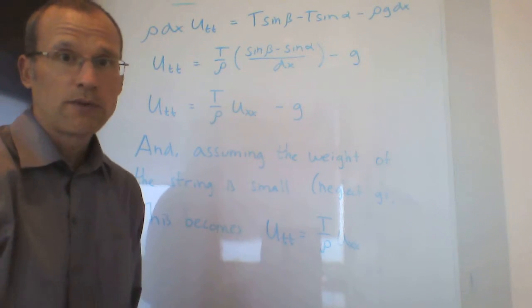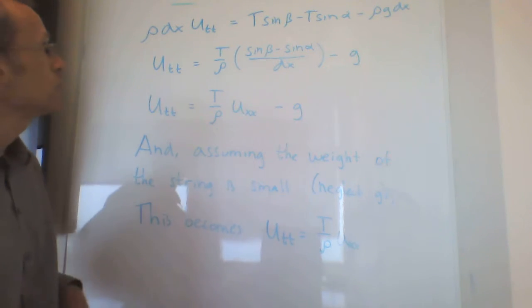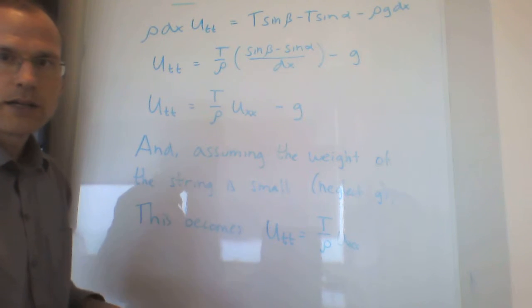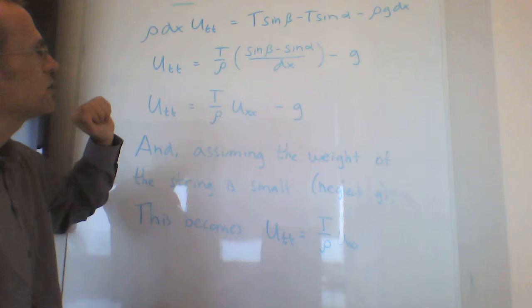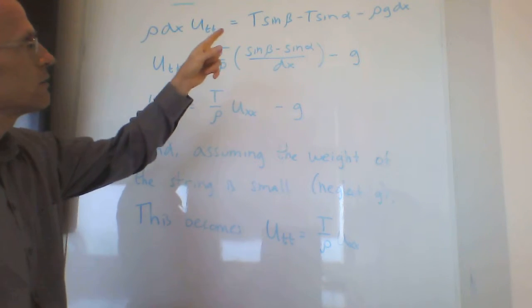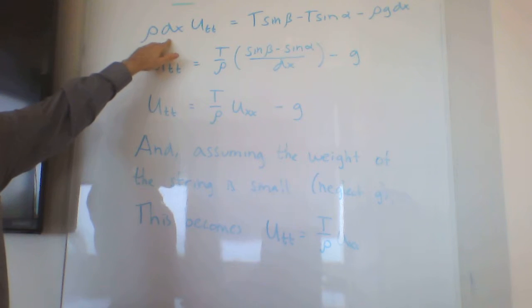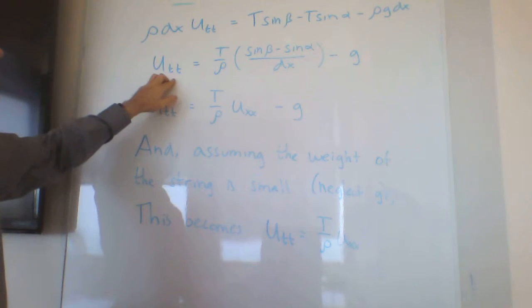So Newton's second law we had before. I have rho dx utt. I had that as partial squared u partial t squared, easier utt. So rho dx utt equals T sine beta minus T sine alpha minus rho dx g. I'm going to divide by rho dx. So divide by rho dx, I'm left with utt on this side.